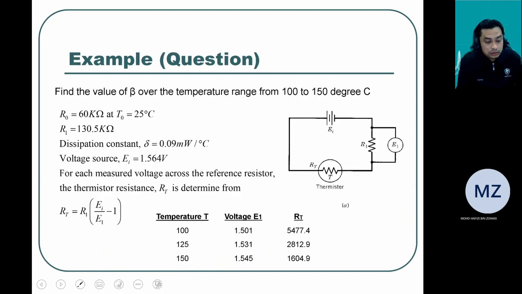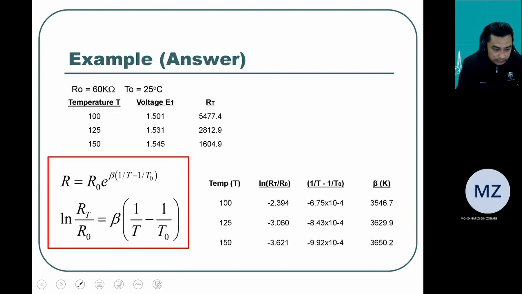All right. So there is another example here. I will leave it to you to look at this example. If you have any question, let me know. The calculation is easy and straightforward. The most important thing is just to use the voltmeter to measure the voltage at this R1. R1 is a fixed value. You get E1, you get RT, you put RT into the equation, you find T.